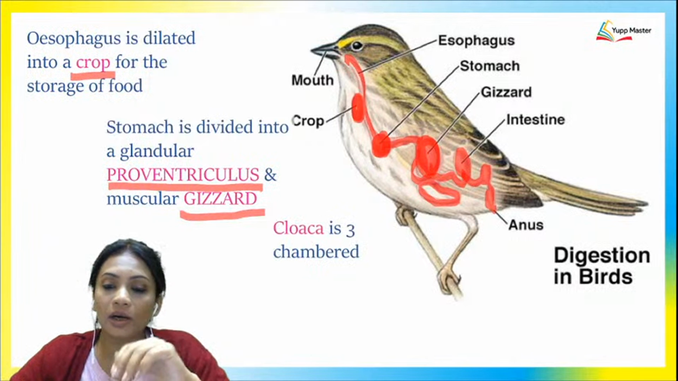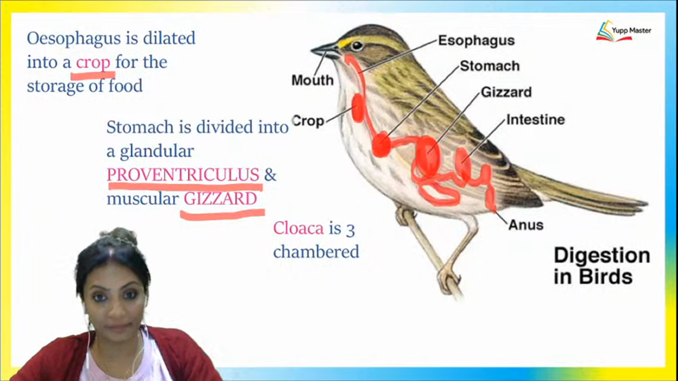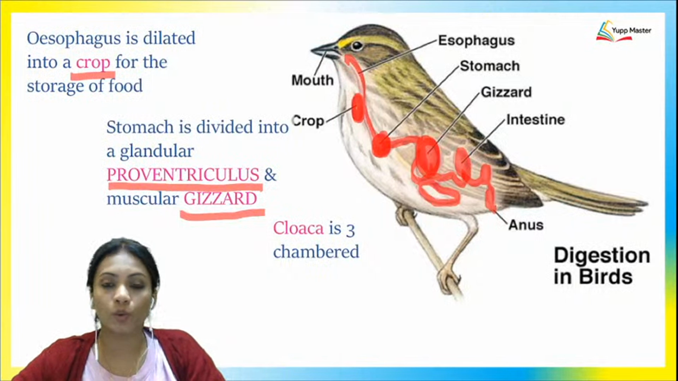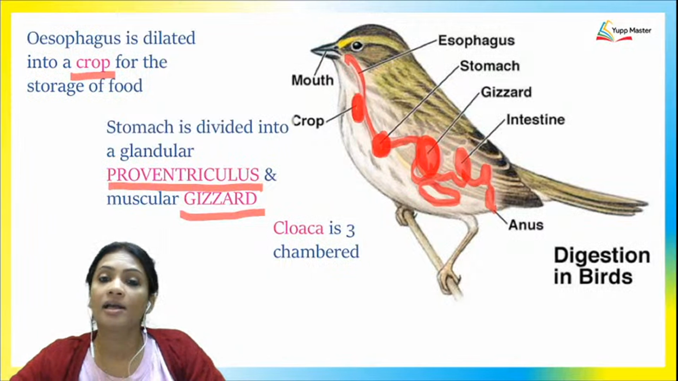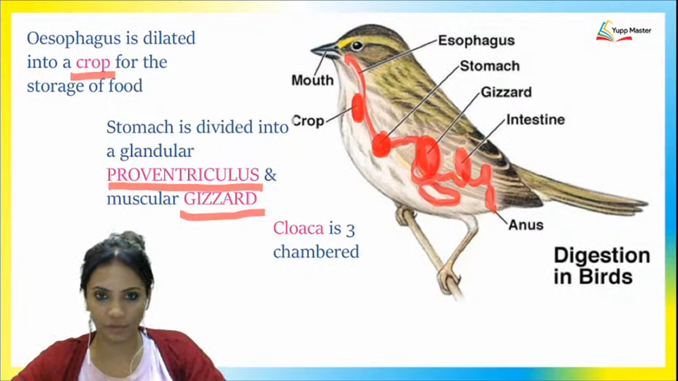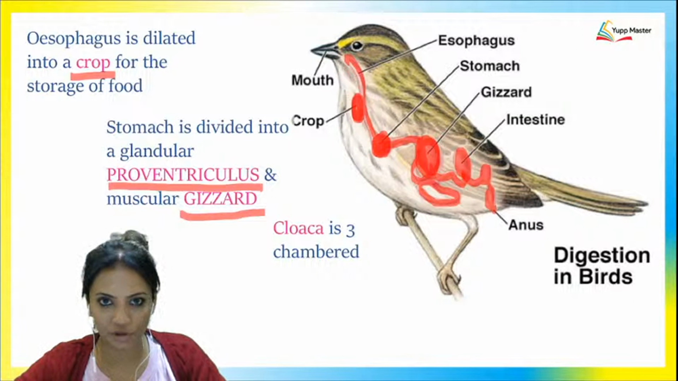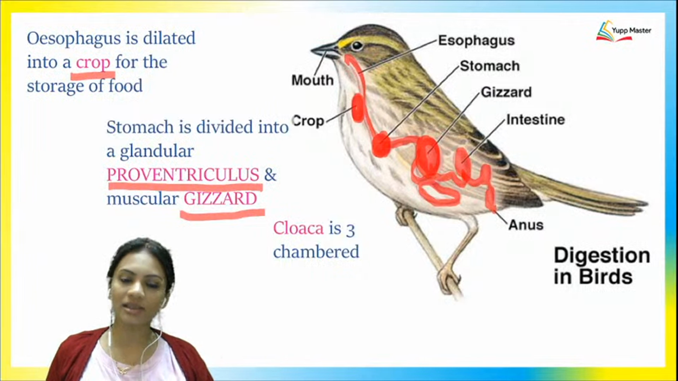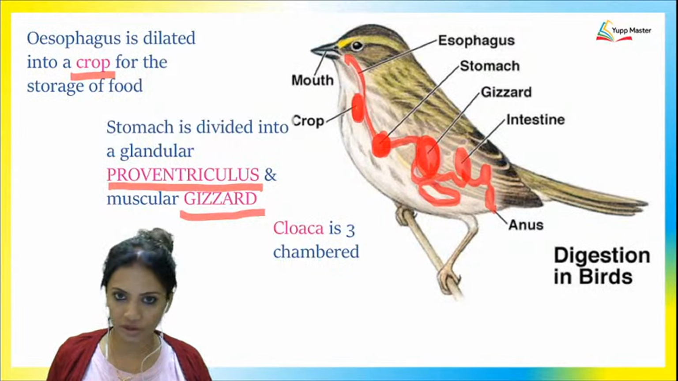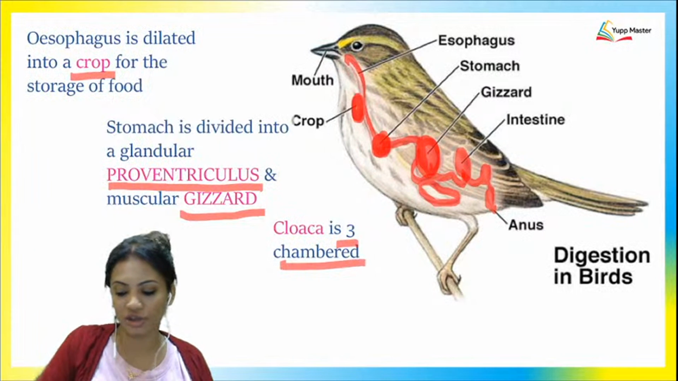Now, eventually the intestine is going to be the region where absorption takes place, and whatever is remaining unabsorbed naturally has to be thrown out of the body. In order to throw it out of the body, there is a single aperture called the cloaca. And just like we had seen in reptiles, even in aves, or birds, this cloaca is three-chambered.